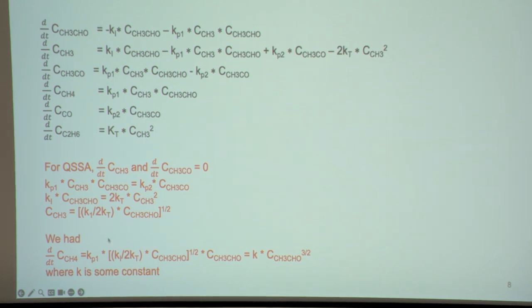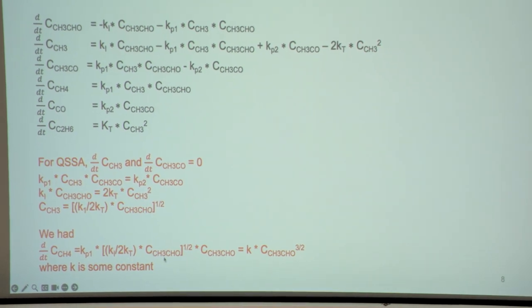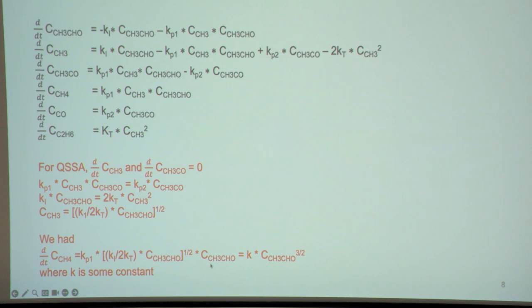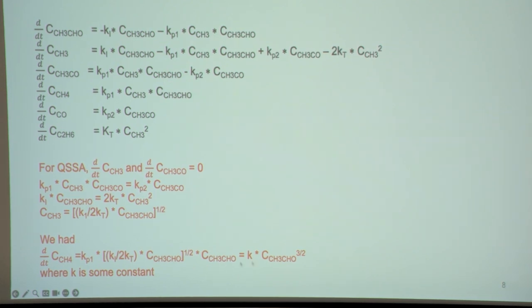And finally, you can write out the rate of change of methane with respect to time, Kp1 times the methyl concentration, K1 over 2KT to the 1/2 times the concentration of CH3CHO. And they get the formation rate of methane is some rate constant K times CH3CHO to the 3/2. So simple mass balances, they all work out, and you get 3/2 at the end. And they say, voila, this is the reaction mechanism. It fits exactly the experimental observations.